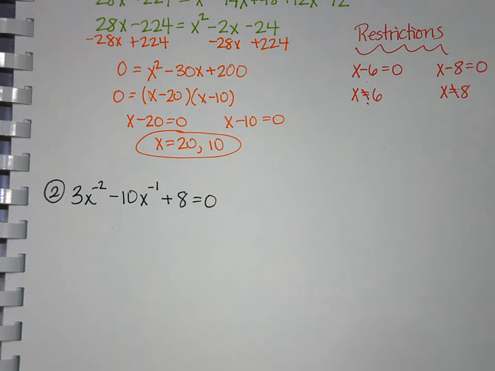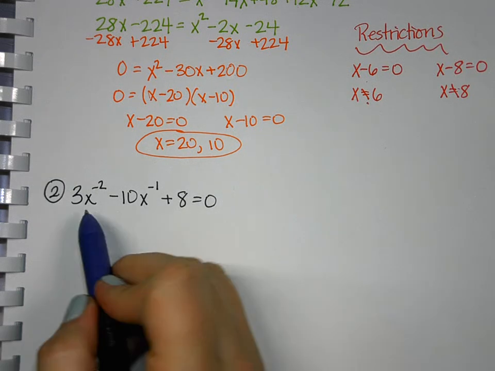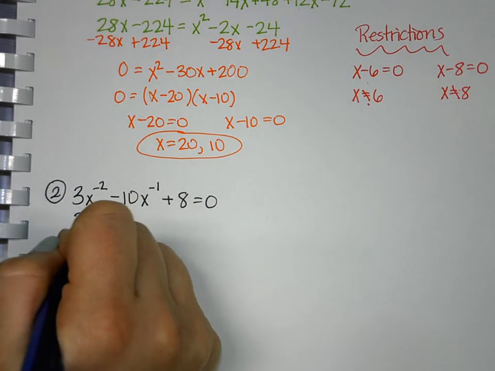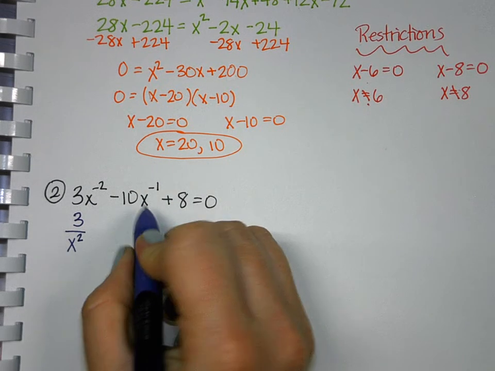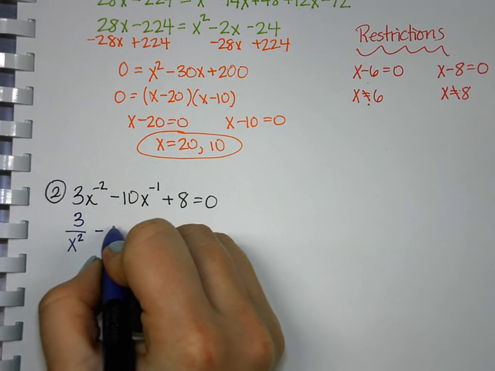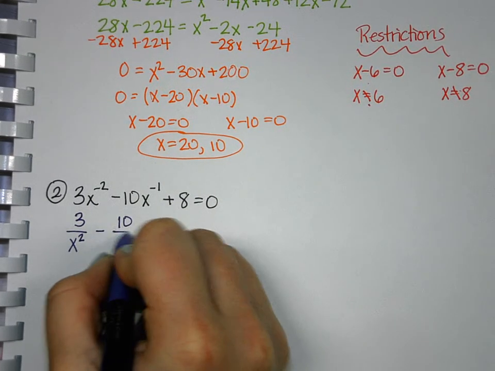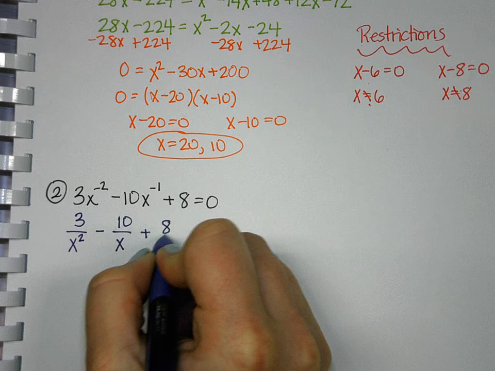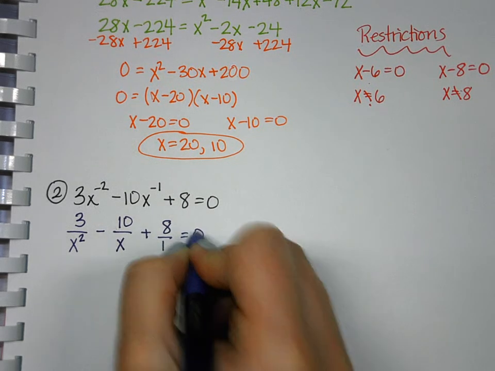So I'm going to start with moving my negative exponents to the denominator of each term. So remember, this is only going with the 3. So when we rewrite it, it's going to be 3 over x squared. Here, that x to the negative 1 will become the denominator of 10, and 8 will just have a denominator of 1. There was no negative exponent there.